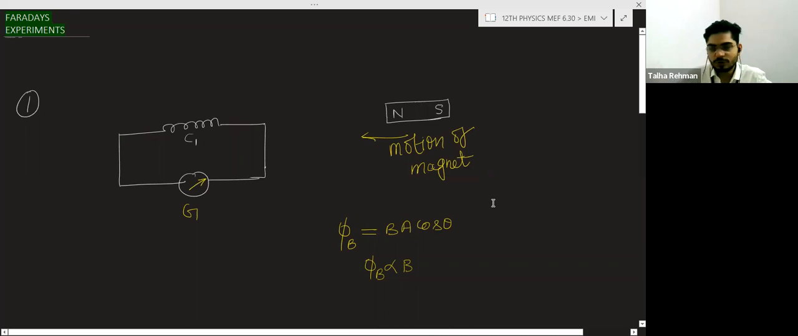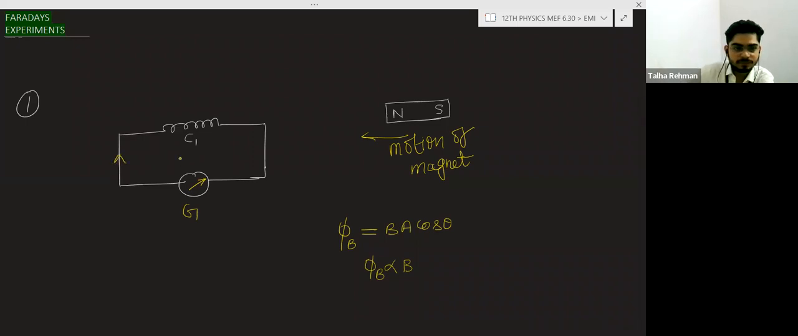So why is this happening? Because when this magnet is moving towards the coil, the magnetic field is increasing at this coil. Due to the increase in magnetic field, the magnetic flux is increasing. And when there is an increase in the magnetic flux, there will be an induced EMF in this circuit. Due to that induced EMF, there will be some current in this circuit, and that current is known as the induced current.